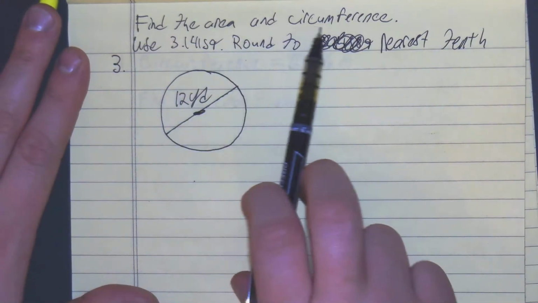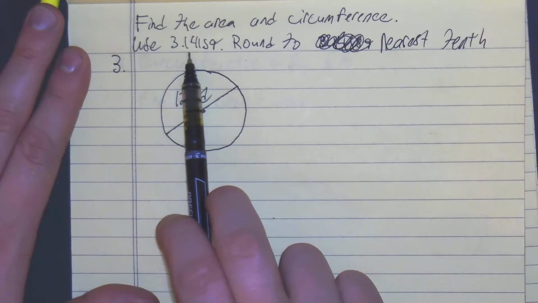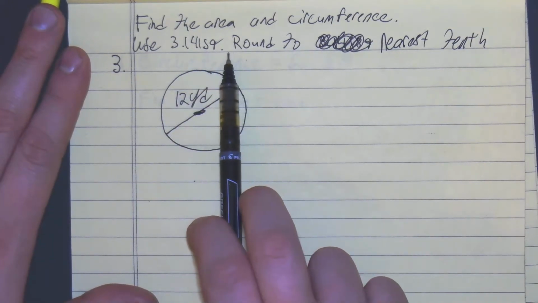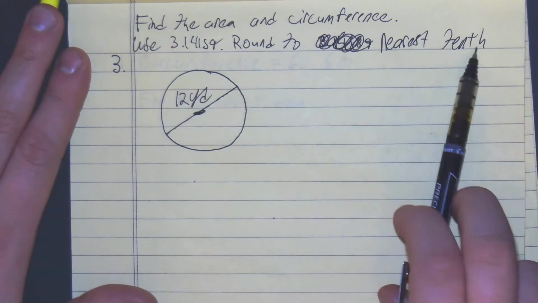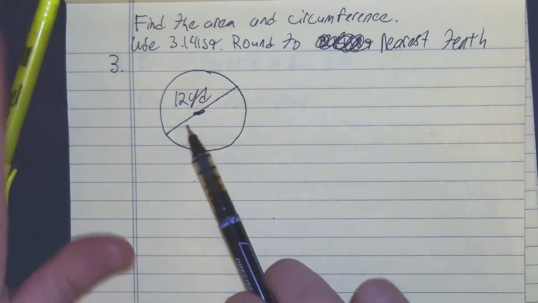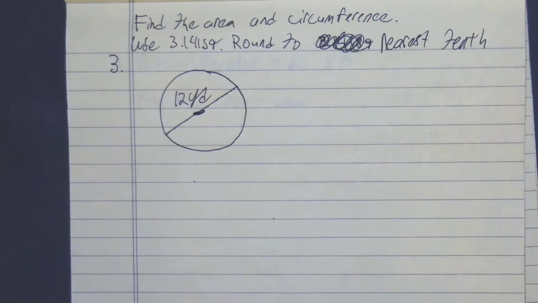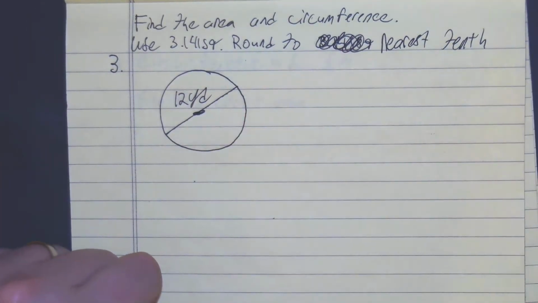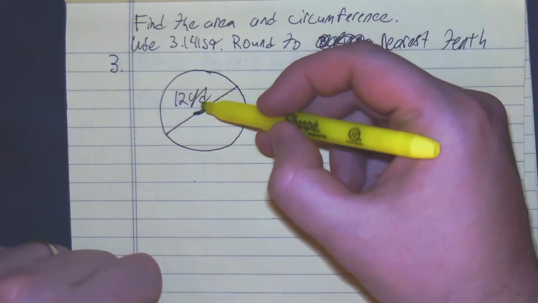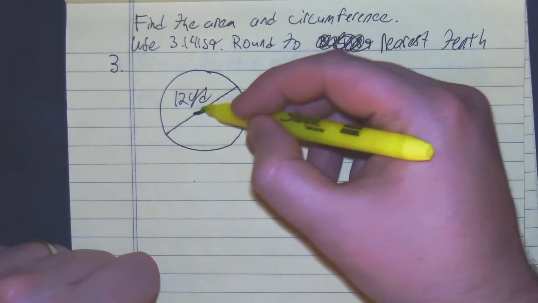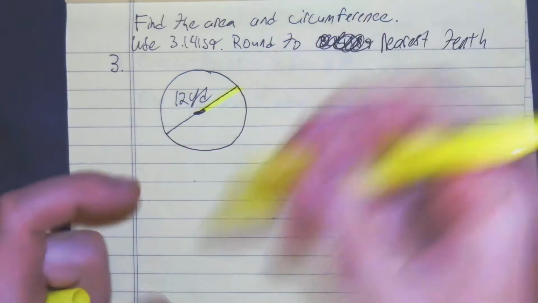Find the area and circumference. We want to use 3.14159 for the value of pi, and it wants us to round to the nearest tenth. So here I can notice that I have a diameter. And remember, the radius, which is needed for area, is half of it.